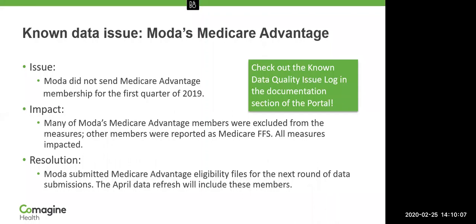The next data issue regards some Medicare Advantage data that's missing from MODA. We did not receive membership data from MODA for Medicare Advantage members for the first quarter of 2019. So many of those members were excluded from the measures, and others were reported as being Medicare fee-for-service members. It impacted all measures. It's already been corrected in the next round of data that's been submitted, so when we refresh the data in the portal again in April, those members will be included again.